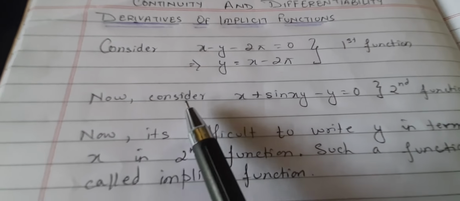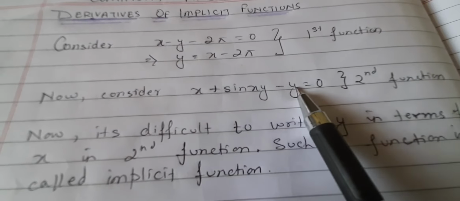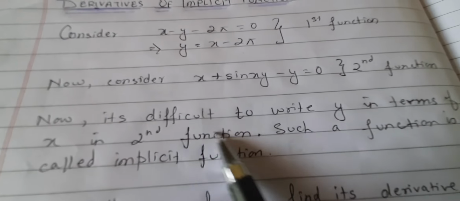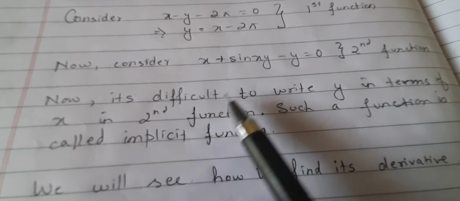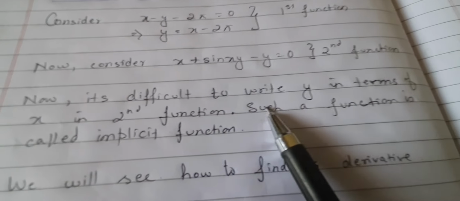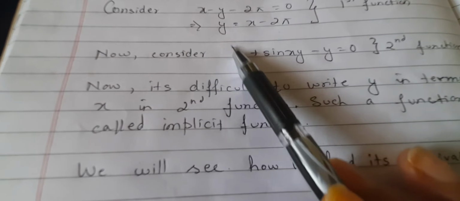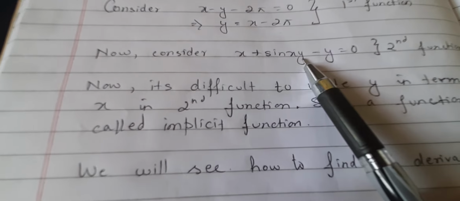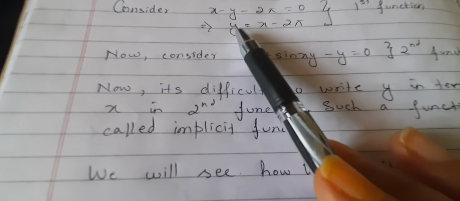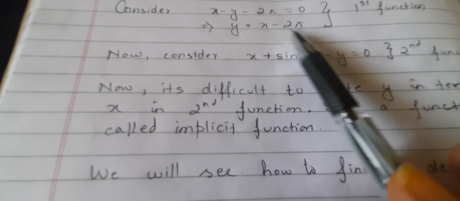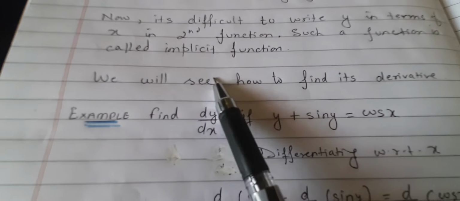Now let us consider another function. This is the second function, x plus sine xy minus y is equal to 0. Now it's difficult to write y in terms of x in this case. It's difficult to write y explicitly in terms of x. So such a function is called an implicit function, where I cannot write y in terms of x easily. But in the first one, if I need to find dy by dx, I can straight away differentiate with respect to x and get it. But over here, how we are going to differentiate, that we are going to see. So we will see how to find its derivative.